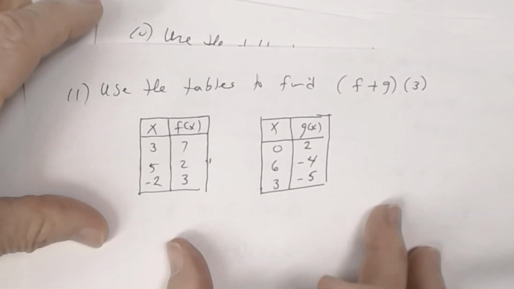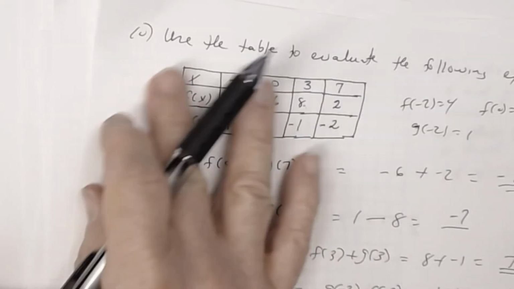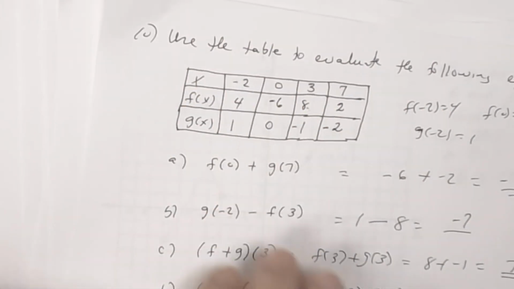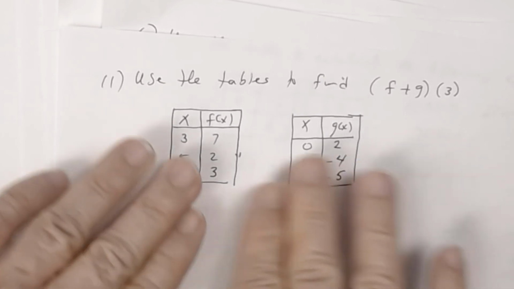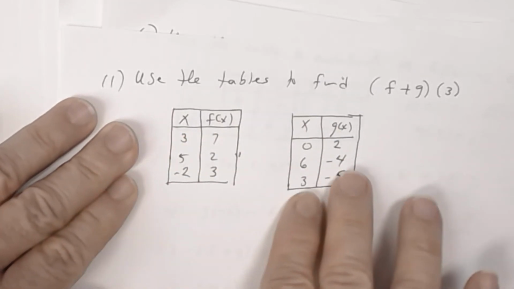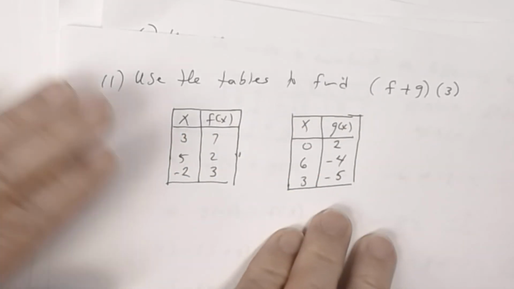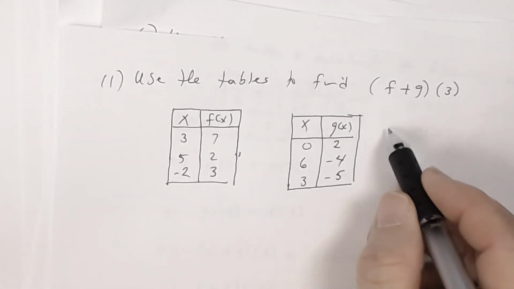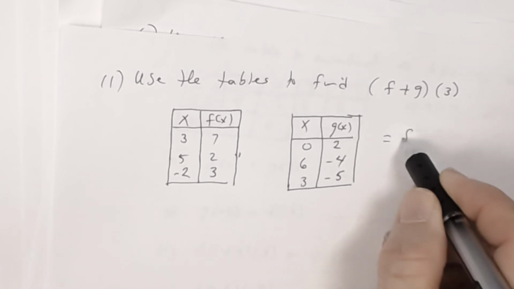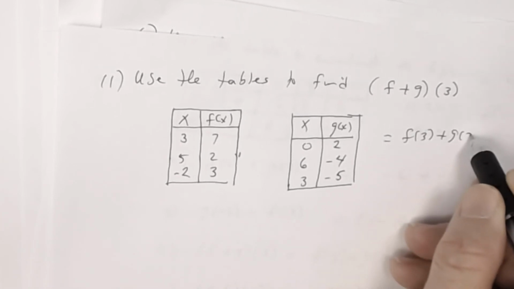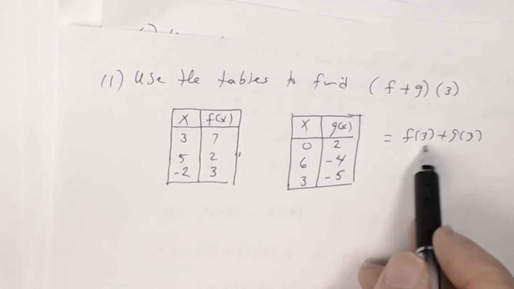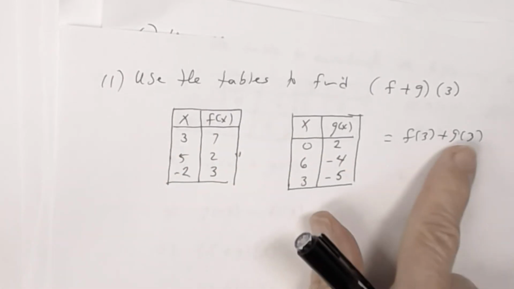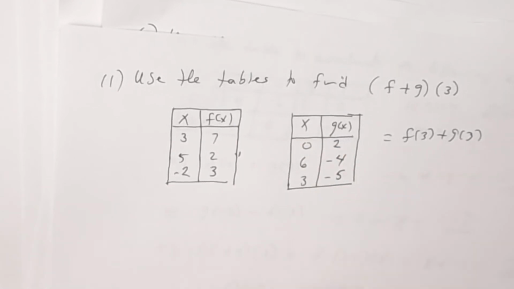So the difference between this one and this one is that I put the whole thing together. So this is just one table with columns and rows. Here you have two tables. This is the function f, and this is the function g. All right, same idea. So you want to find this. So this right here means f of 3 plus g of 3, right? So this says I go to the table that represents a function f. So that's this one. This table represents the function g.